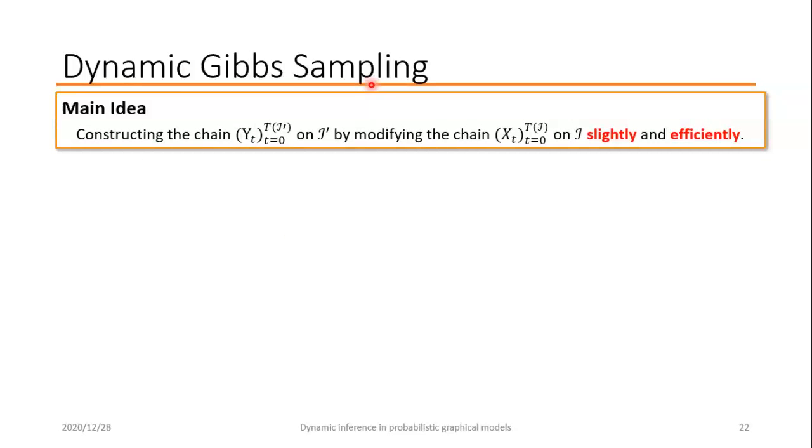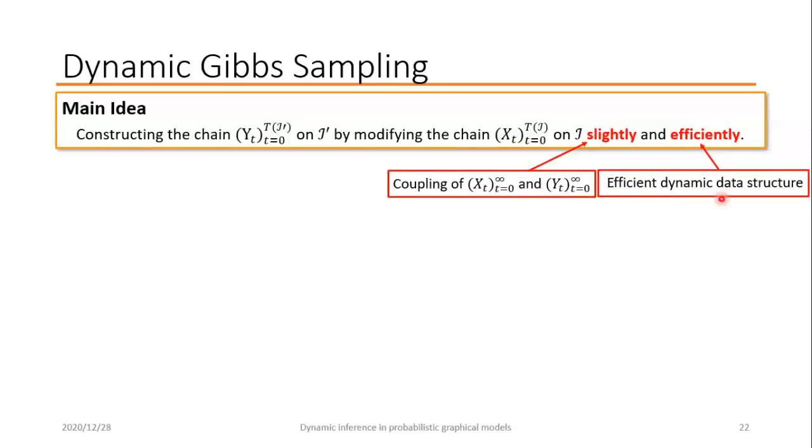The main idea of dynamic Gibbs sampling is constructing the chain on I' by modifying the chain on I slightly and efficiently. We define a coupling of the chains X_t and Y_t, where t is from 0 to infinity, such that X_t and Y_t are similar and then Y_t can be obtained by modifying X_t slightly. We use an efficient dynamic data structure to store the Markov chain such that the modification can be realized efficiently.